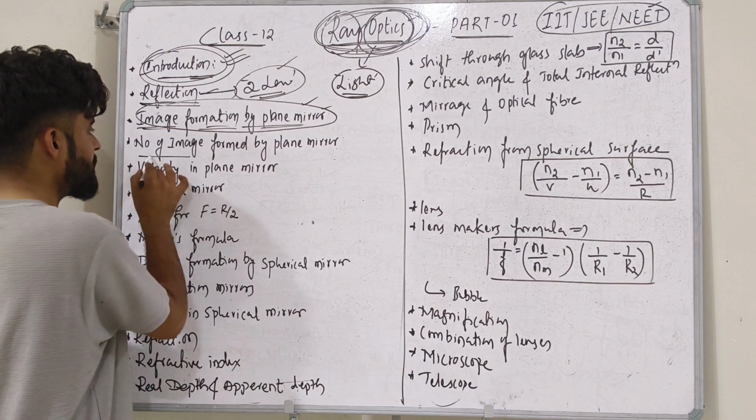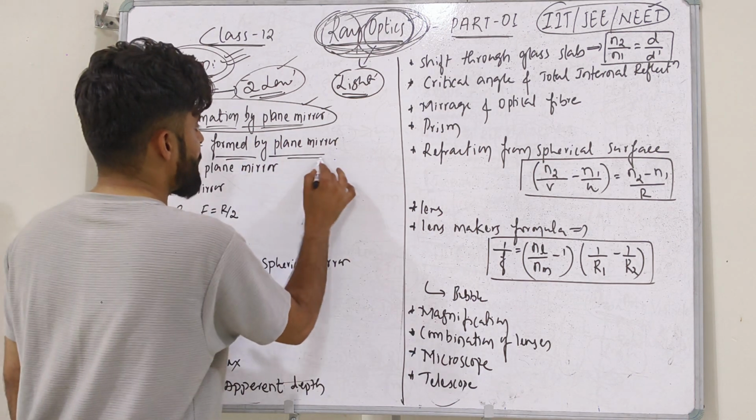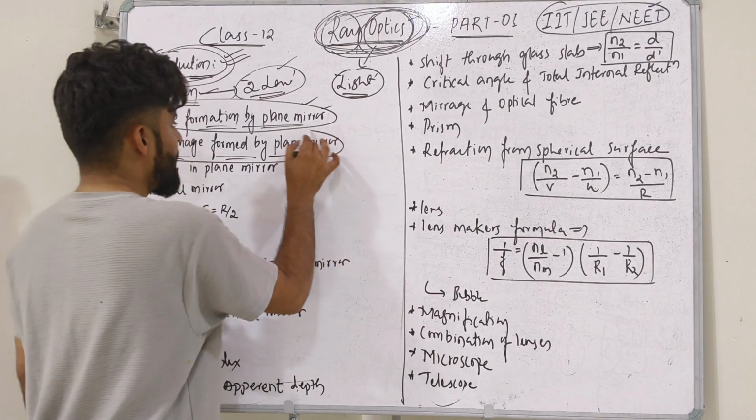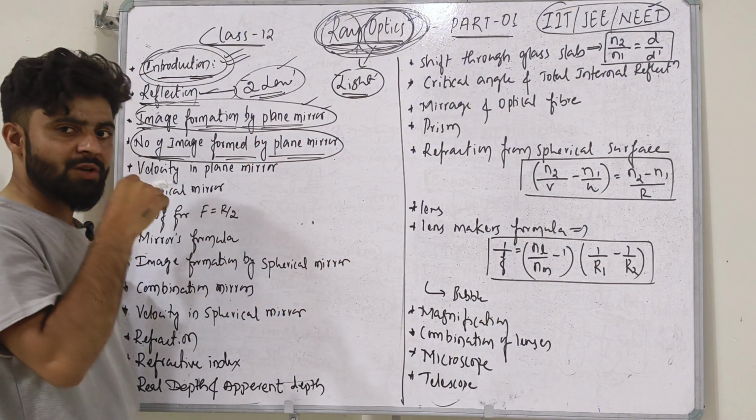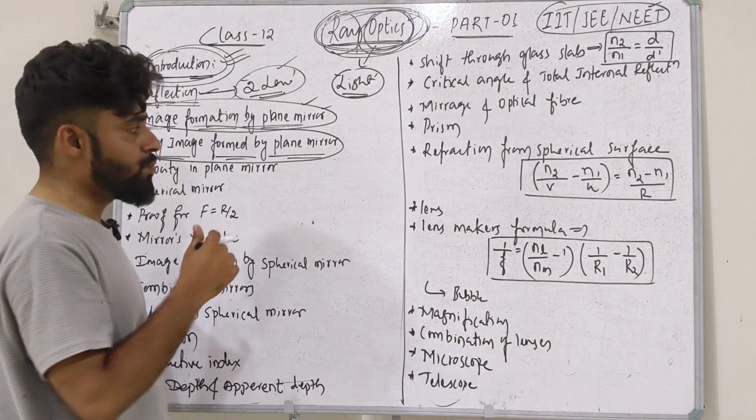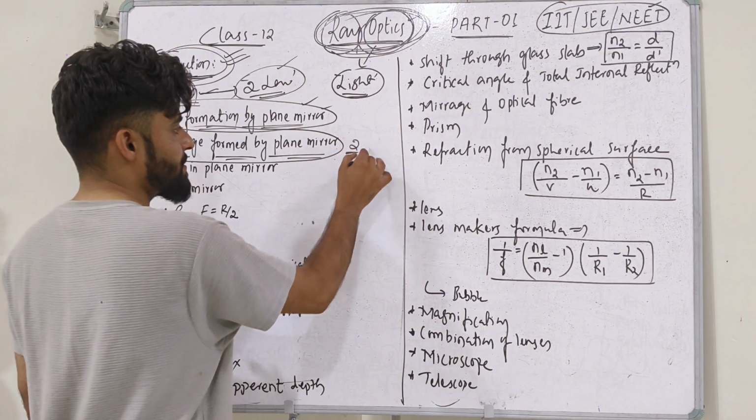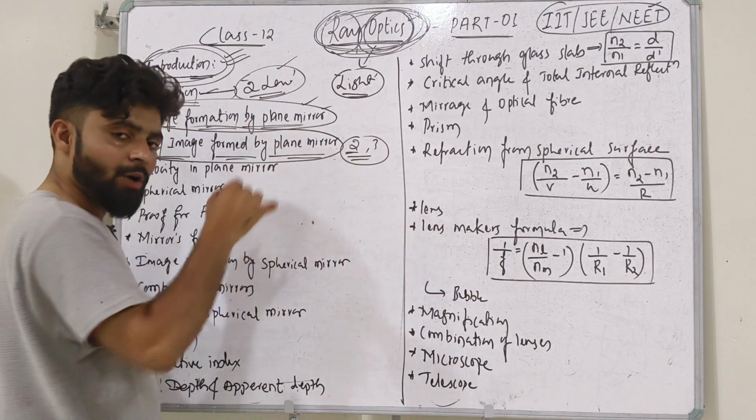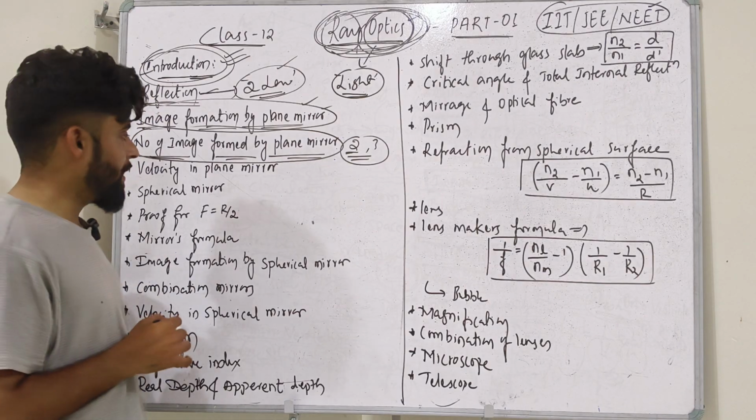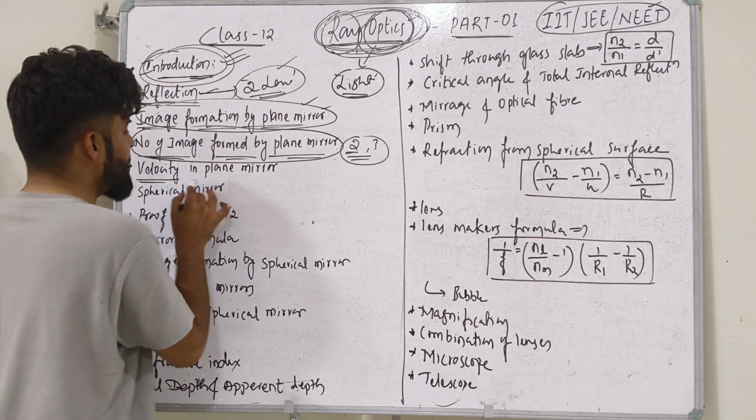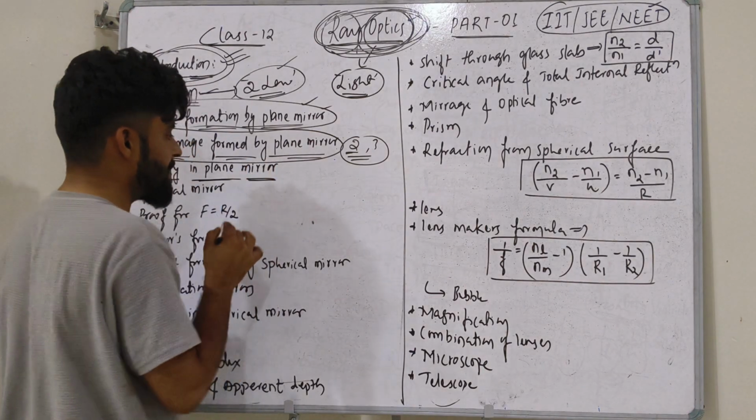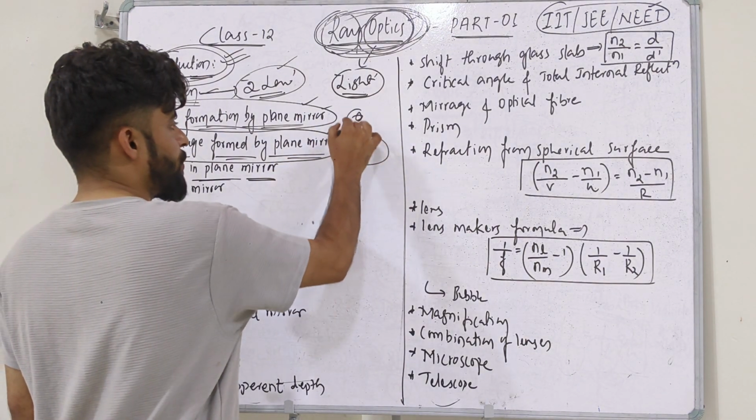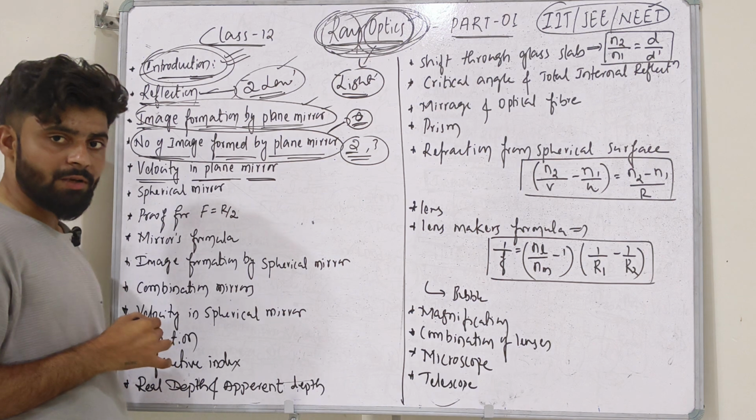And next, the number of images formed by the plane mirror. Consider a single plane mirror, and you can also consider more plane mirrors, maximum 2 or 3 plane mirrors, and see how many images are formed by them. Correct? And after that we will look at velocity in a plane mirror. This concept is also very, very important for your competitive examination purpose.